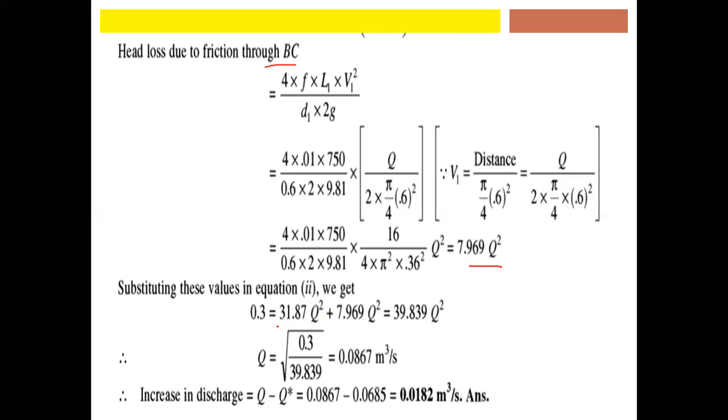7.9 Q square, we have to add these two. Therefore, the head loss of 0.3 is equal to 31.87 plus 7.9, and adding these two, 0.3 is equal to 39.839 Q square. Therefore, Q is equal to the root of 0.3 divided by 39.839. That is equal to 0.0867. Right? So that is the new discharge.